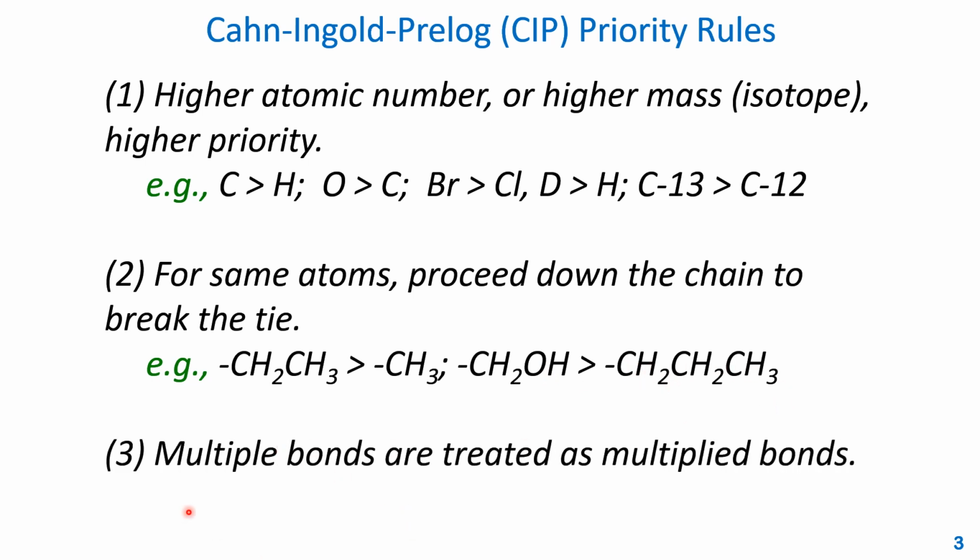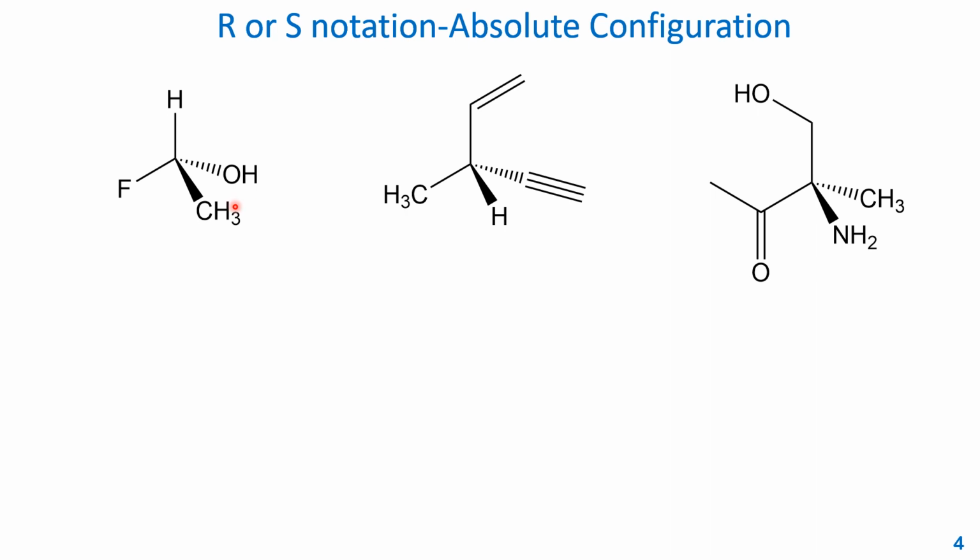Third, multiple bonds. That means double bond or triple bond. They are treated as multiplied bonds. For example, a double bond can be treated as 2 carbon-carbon single bonds. So that, of course, is higher than this ethyl, because this is just 1 carbon-carbon. Okay, so now let's look at some examples.